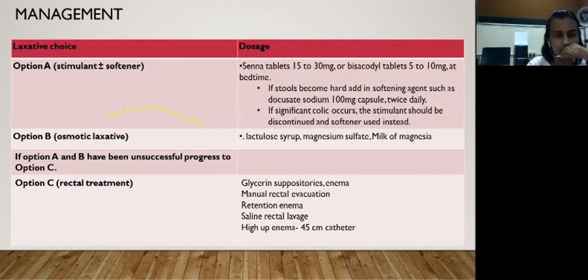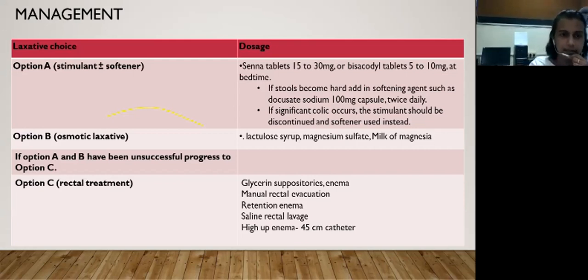So there are rough management ideas. The laxative choice would be either you start with the stimulant first, especially if you're giving opioid. Always start with the stimulant laxative first, and if it's still not getting any better, you add a softener to it. So option A is a stimulant plus or minus softener. You can give senna, like 15 to 30 milligram, or bisacodyl tablets. And if stool becomes hard, then add in a softening agent like docusate sodium. If significant colic occurs, the stimulant should be discontinued and a softener used instead. The problem with stimulants is they can cause colic, so if colic is there, then stop the stimulant and just use a softener.